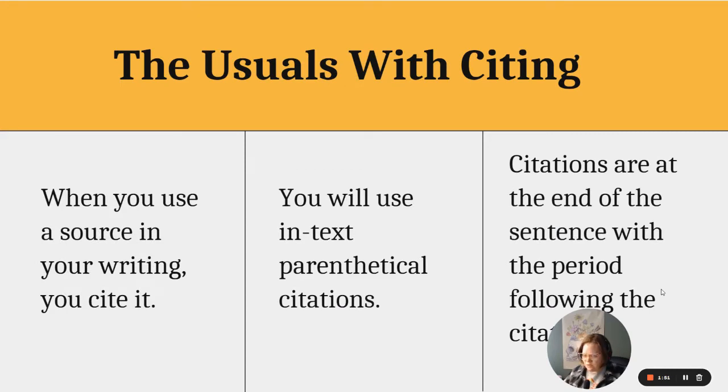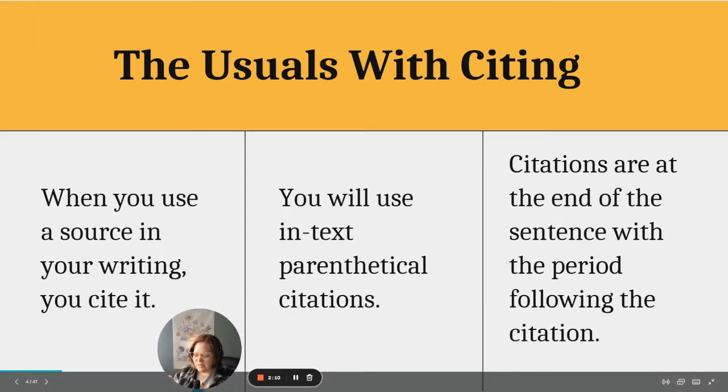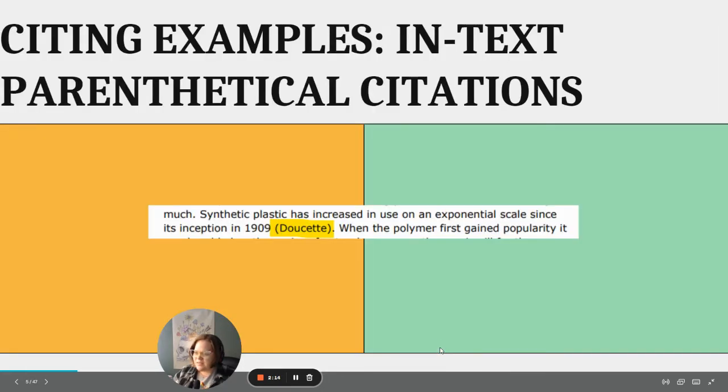Citing sources, the usuals with citing, let's talk about those. When you use a source in your writing, whether it is quoted or paraphrased, you must cite it. You will use in-text parenthetical citations for your citations. And citations are at the end of the sentence with the period following the citation itself. So formatting is key. Let's look at an example.